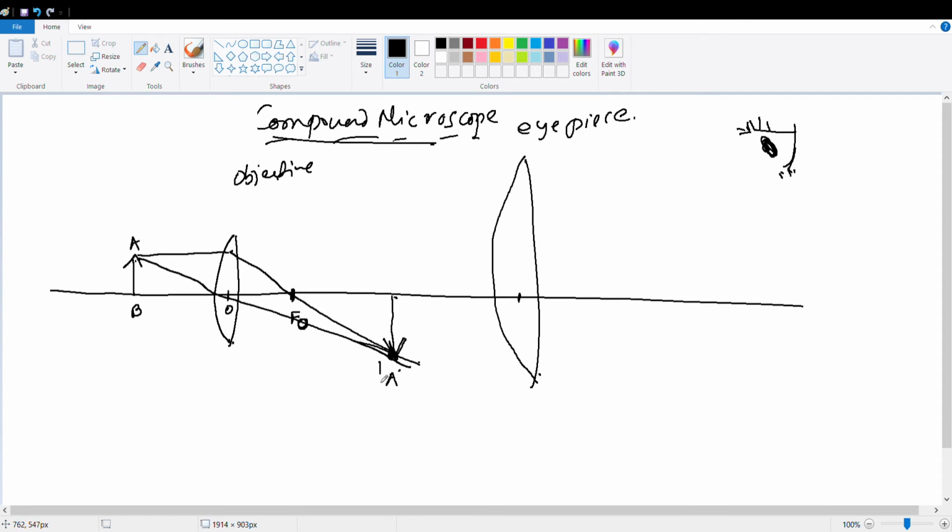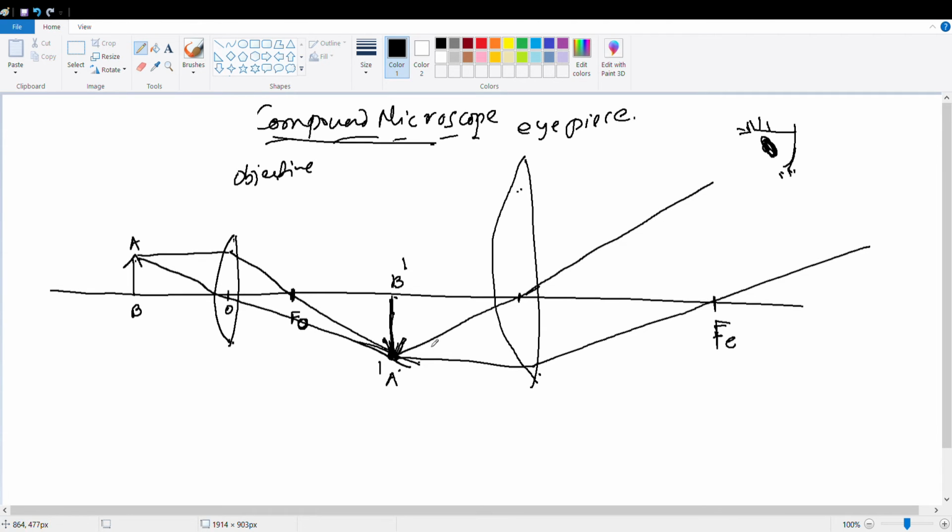It will be A dash and B dash. This image, the image of objective lens, will act as the object for the eyepiece lens. Similarly, it will go like this, and here is the FE, the focal length of the eyepiece, and it will pass through the eyepiece. And there is a second ray which will pass through the optical center and go like this. You know very well that they are not going to meet because they are divergent rays. So what we will do? We will extend it.